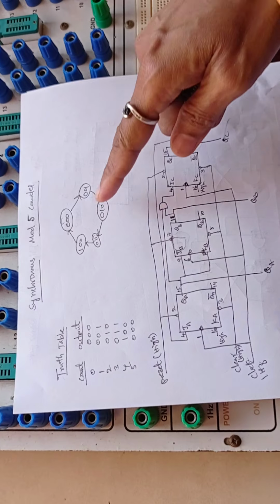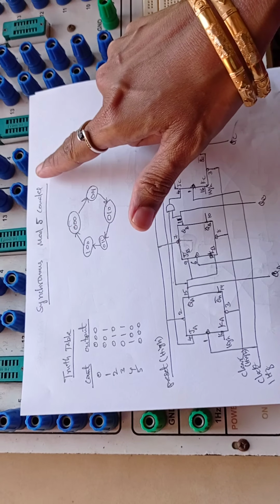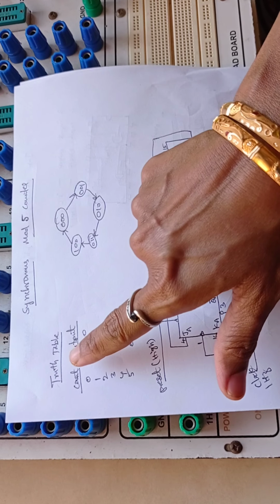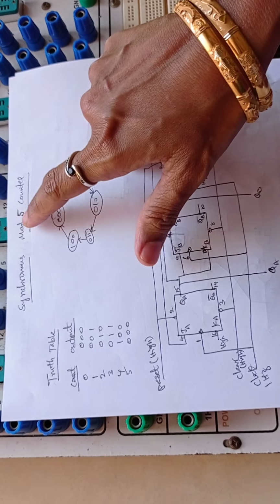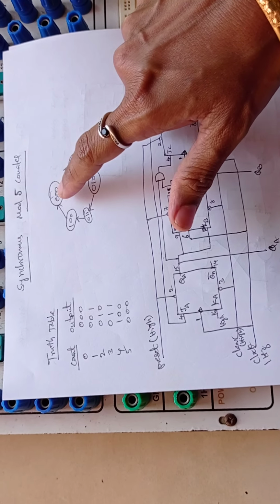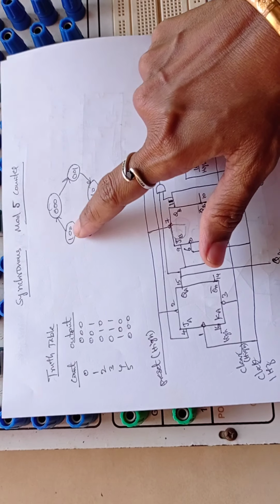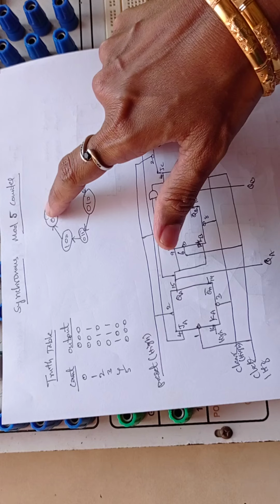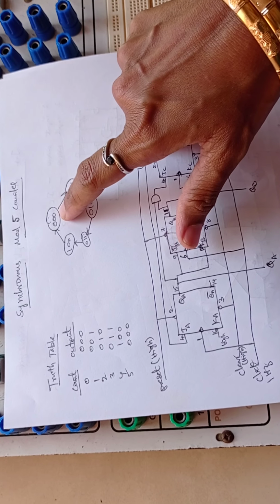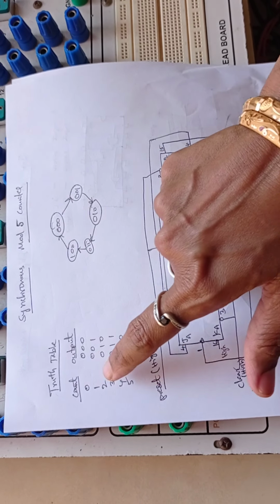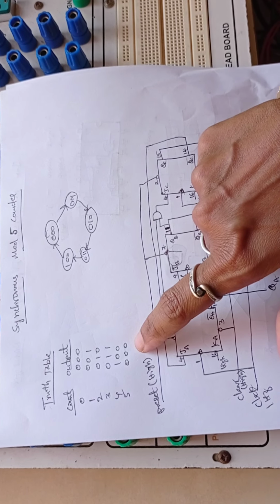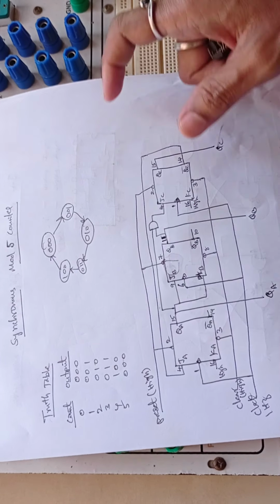Today I am going to design the synchronous mod 5 counter, hardware part B 6th program. According to this truth table, mod 5 means it should count starting from 0 to 4: 0, 1, 2, 3, 4, and then again it should start with 0 0 0. That is the count value, 0 to 4, and when count is 5, it should display 0 0 0.